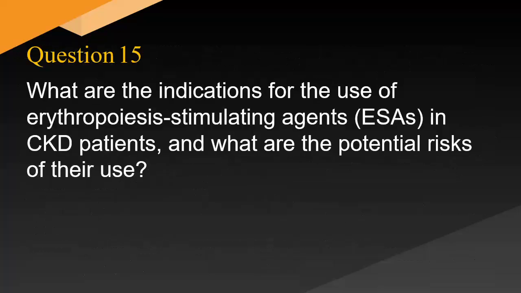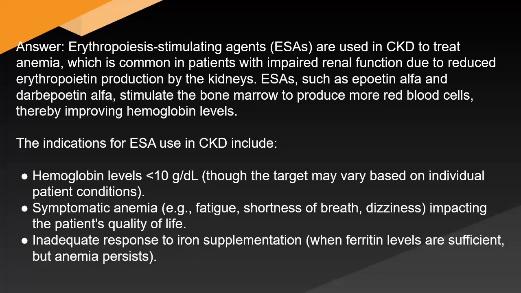What are the indications for the use of erythropoiesis-stimulating agents (ESAs) in CKD patients, and what are the potential risks of their use? Answer: Erythropoiesis-stimulating agents (ESAs) are used in CKD to treat anemia, which is common in patients with impaired renal function due to reduced erythropoietin production by the kidneys. ESAs such as epoetin alfa and darbepoetin alfa stimulate the bone marrow to produce more red blood cells, thereby improving hemoglobin levels.